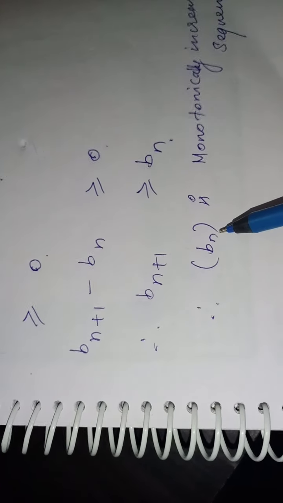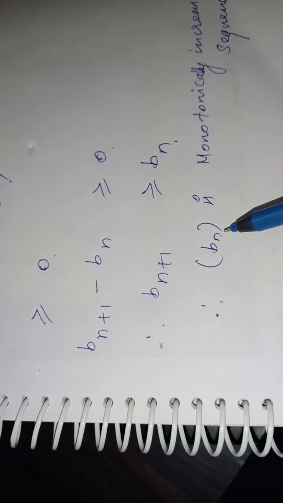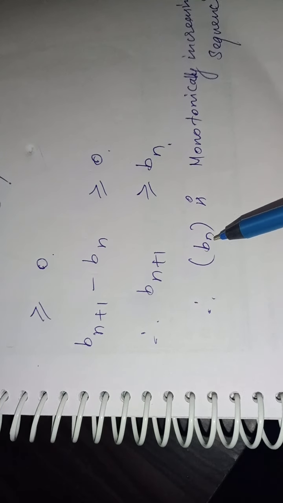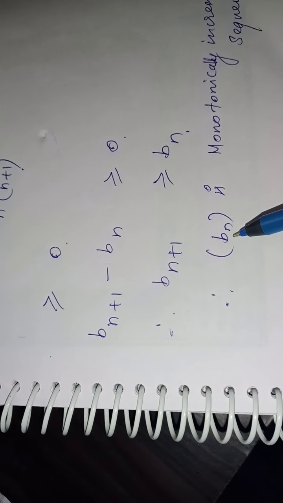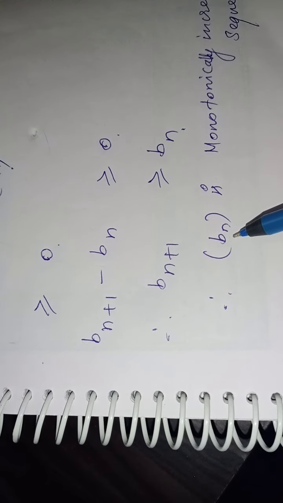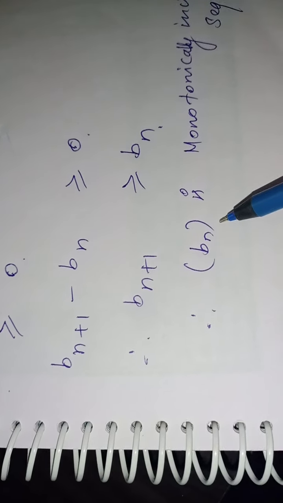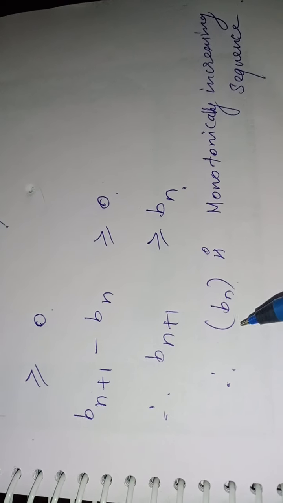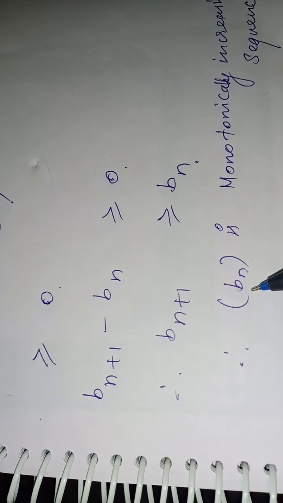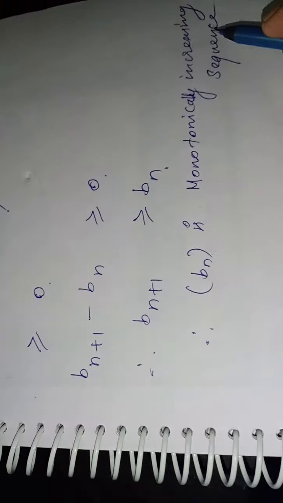Similarly, we can prove it for decreasing also. Okay, girls. Bn is the given term, that is a1 plus a2 plus and so on, divided by n. Here we are asked to prove the sequence is monotonically increasing. Here we have proved that one. We take this as Bn. Here Bn is a monotonically increasing sequence.